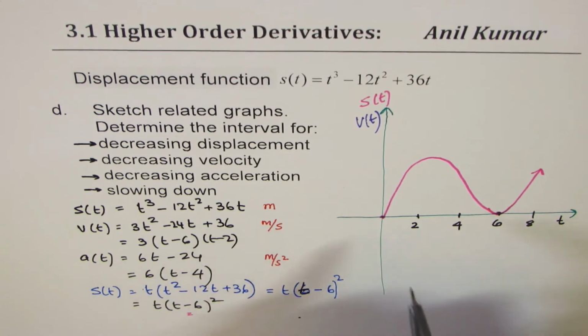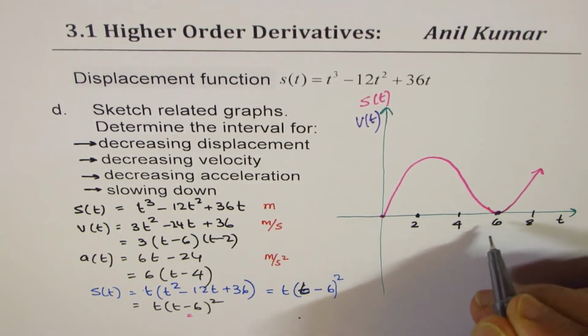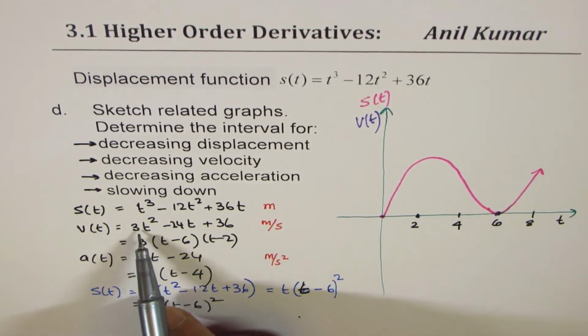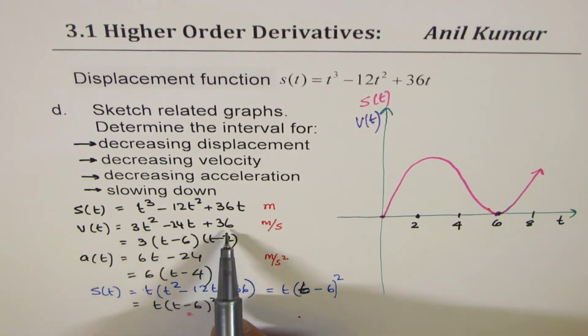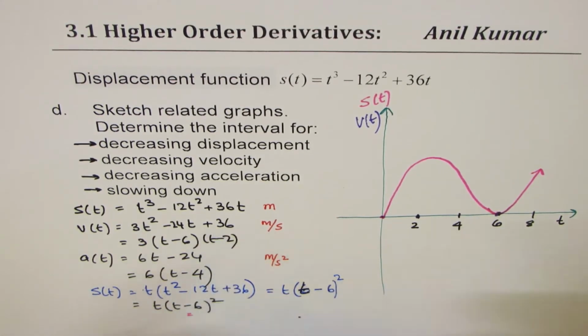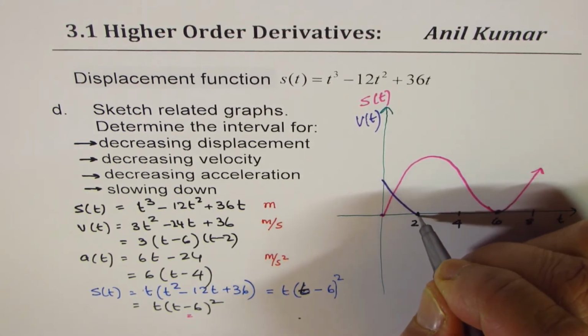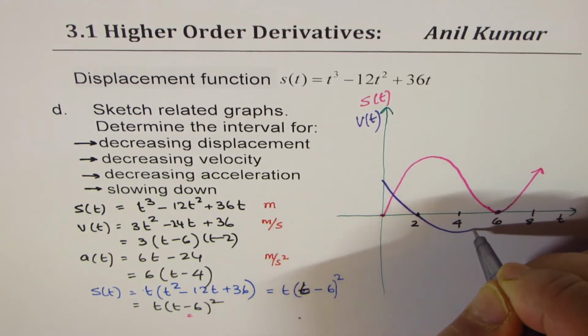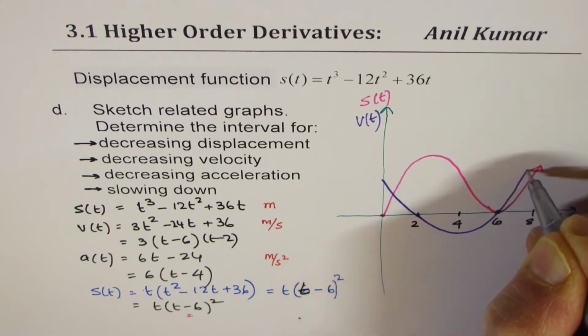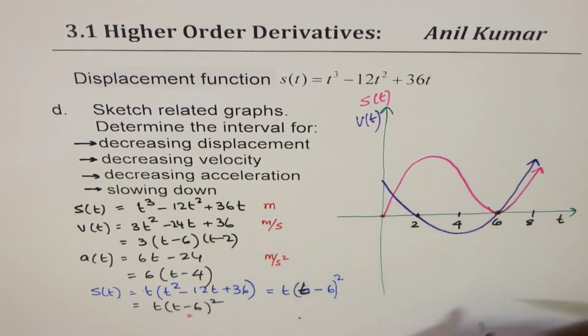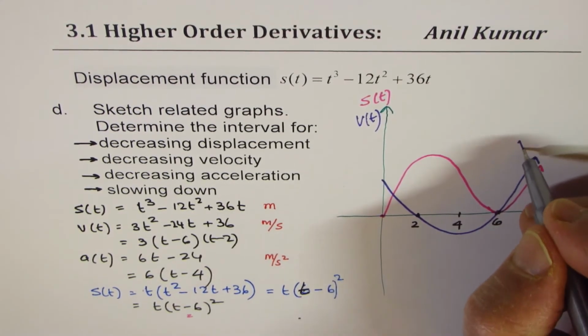We have two zeros here. One is at 2, the other one is at 6. It's a parabola which opens upwards. If I write 0 here, I get 36, so I do have one value. Anyway, what I'll do here is draw a parabola kind of going like this, and like this. So that becomes the velocity graph.